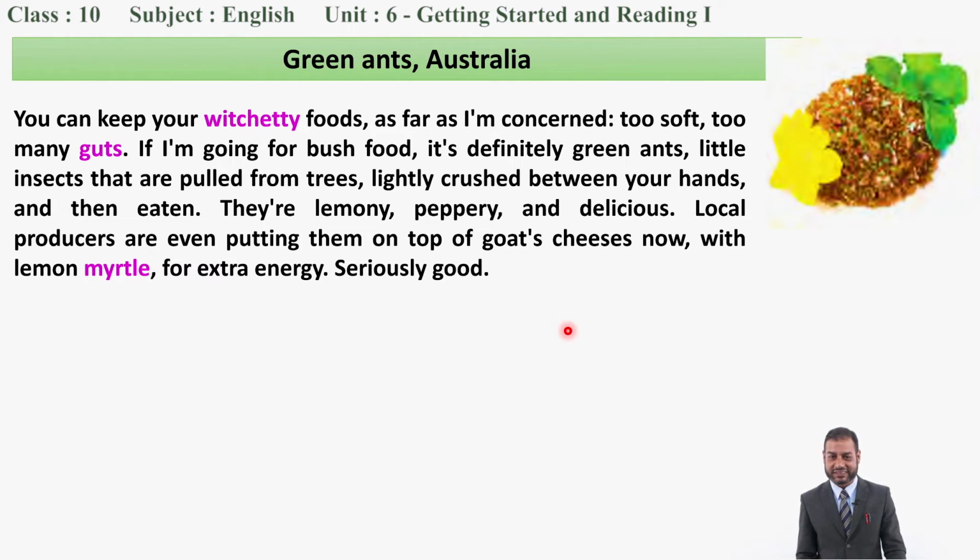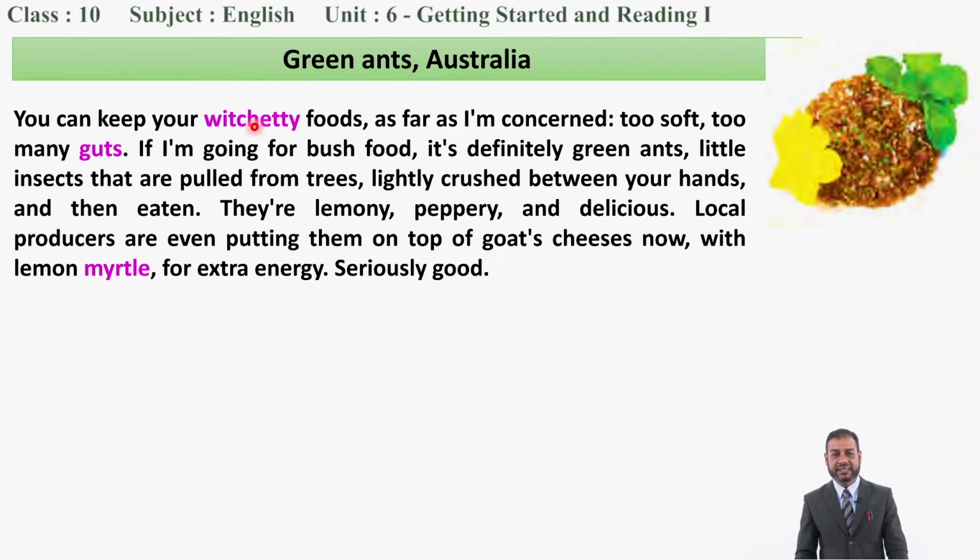Seriously good. See, this is completely new to us. Have you ever imagined that people eat this type of food item? Ants. See, it is a witchetty grub food. Do you know the meaning of that word? Don't worry, you will get the meaning later.